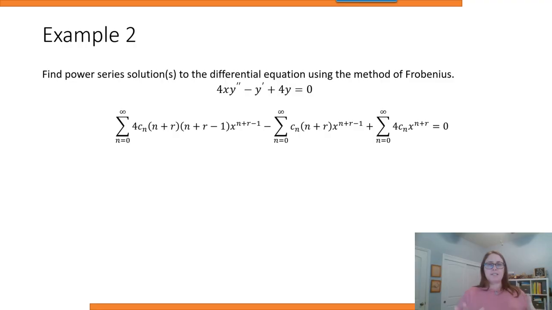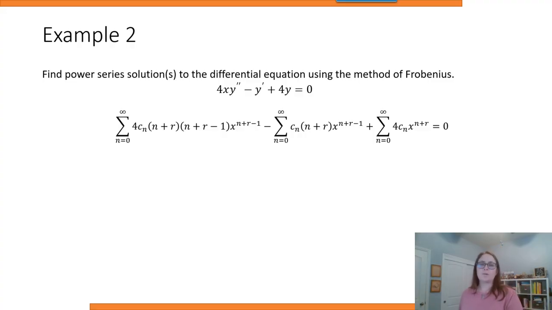Okay, so plugging it all in, I get that second derivative times 4x. It was an x to the n plus r minus 2. When I multiply it by x, that becomes an n plus r minus 1. And then the other two are just as is. I just added a 4 times the y and a negative out in front of the y prime. And now we've got everything plugged into our homogeneous differential equation.